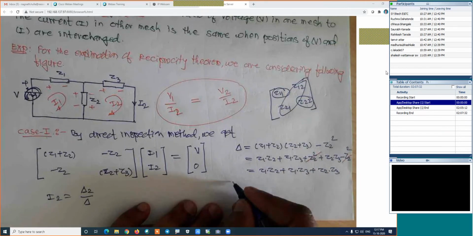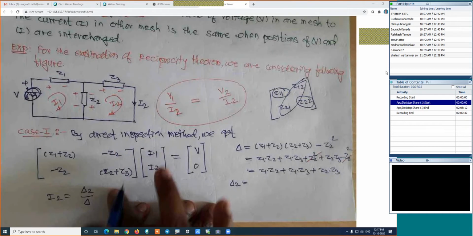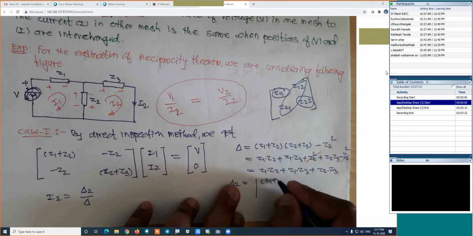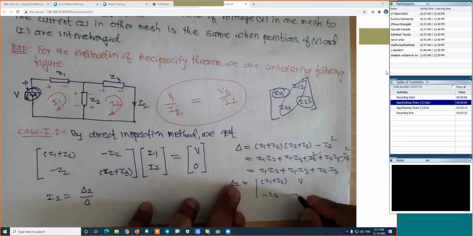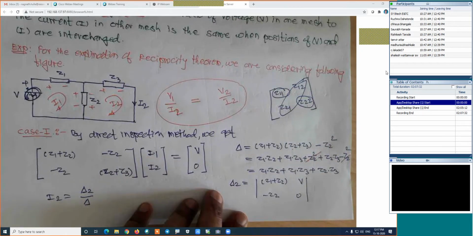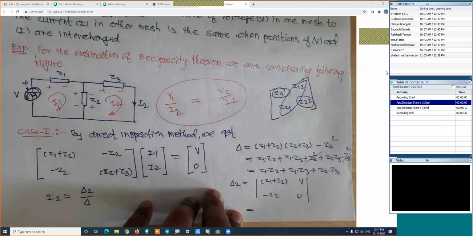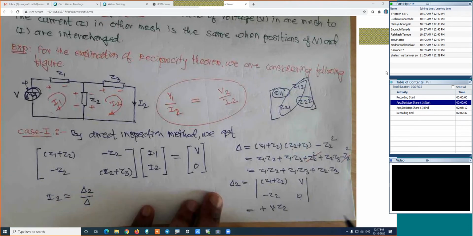How is the delta 2? Delta 2 is nothing but the second column replaced by the constants. Means this is Z1 plus Z2, this is minus Z2, this is V, and this is 0. Work out this calculation, and that will give the delta 2. How is the delta 2? Multiplication of these two minus multiplication of these two. Multiplication of these two is 0, minus, and this minus will become plus V into Z2. This is V into Z2, and this is the value of delta 2.